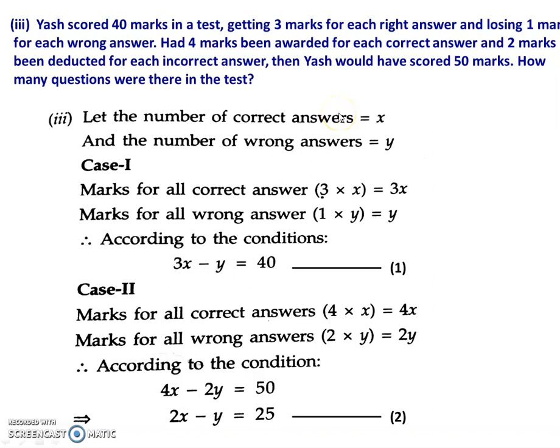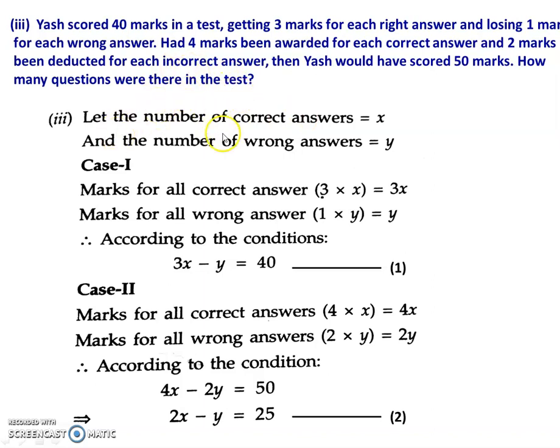The next word problem. Yash scored 40 marks in a test, getting 3 marks for each right answer and losing 1 mark for each wrong answer. Had 4 marks been awarded for each correct answer and 2 marks been deducted for each incorrect answer, then Yash would have scored 50 marks. How many questions were there in the test?